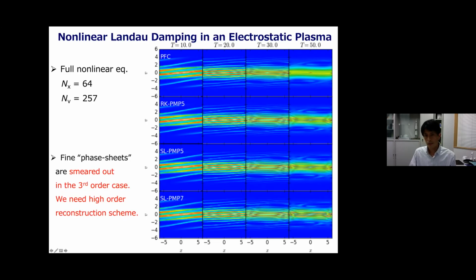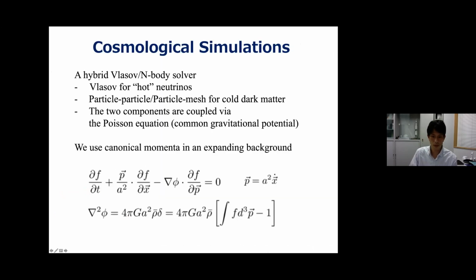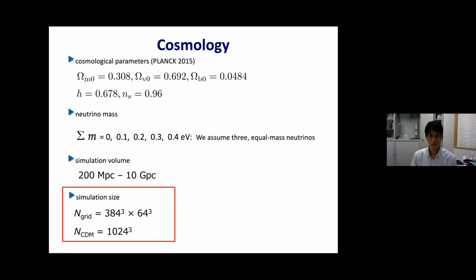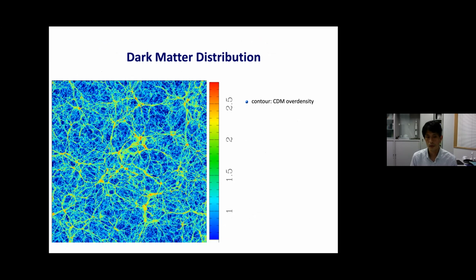Now, these are simple test cases. The more extensive test cases are given in our previous papers, but here I want to focus on our cosmological runs. So we have a hybrid solver: Vlasov-Boltzmann for hot neutrinos, and the usual N-body solver for cold dark matter. They share the common gravitational potential. The rest is pretty straightforward in a sense. We simply follow the evolution. It is also memory consuming and so on. Again, the same cosmology. This is the result. Not impressive.